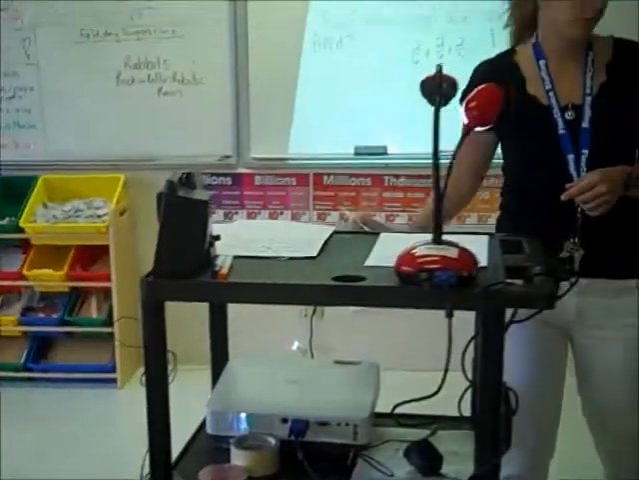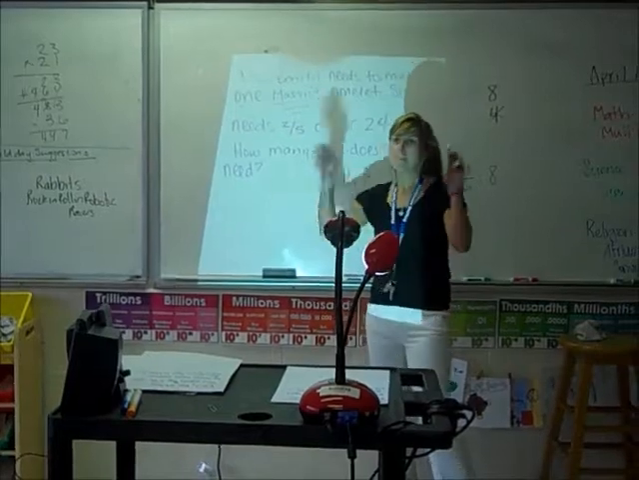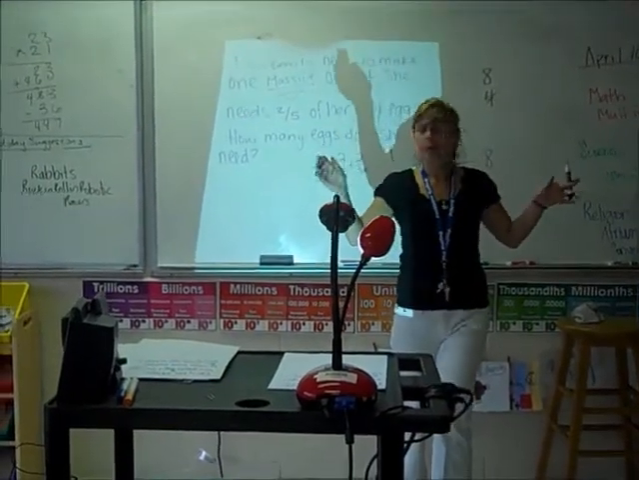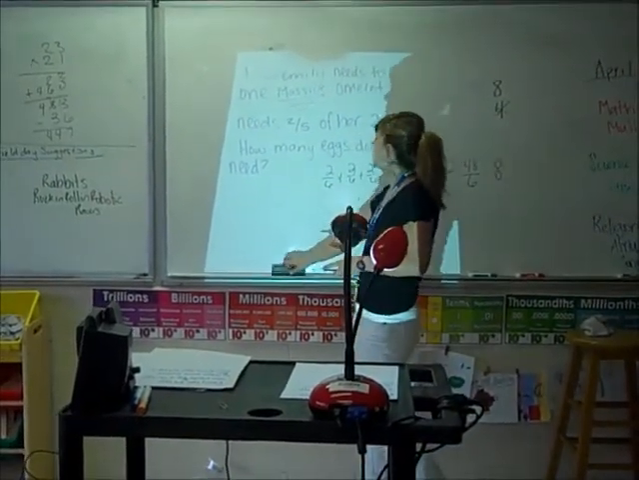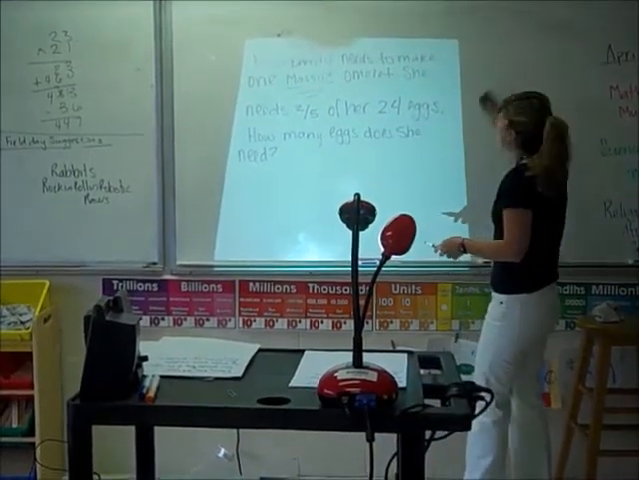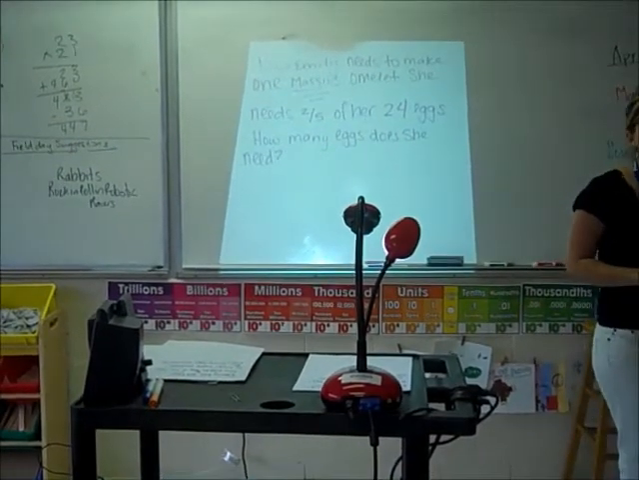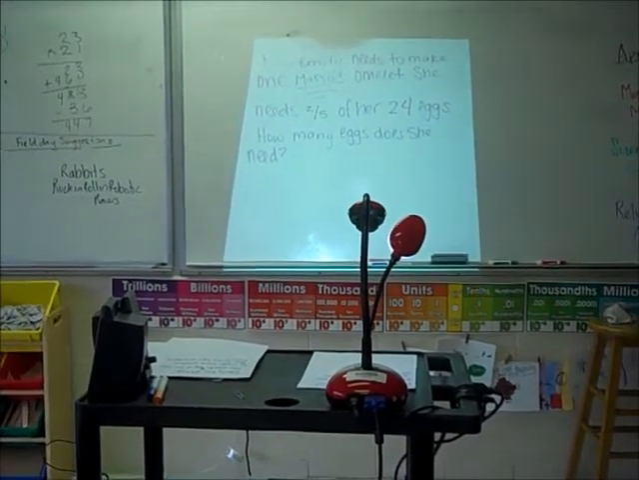So now, Emily wants to make one massive omelet. And she needs 2/5 of her 24 eggs. So now let's find out how many eggs she's going to need in her one omelet.